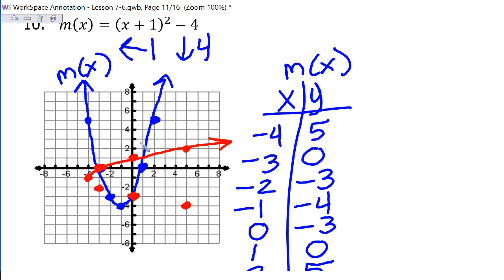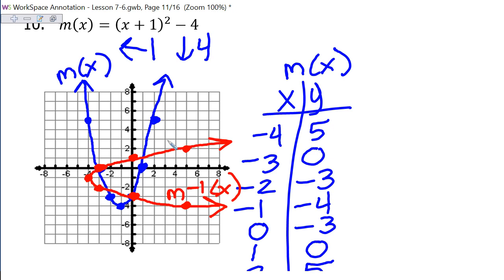And we need to label this one. This is M inverse of X. So M inverse points to the side, M of X points upward. Okay, on the back, we have 3 more that we have to graph.